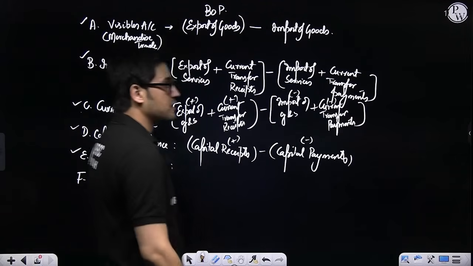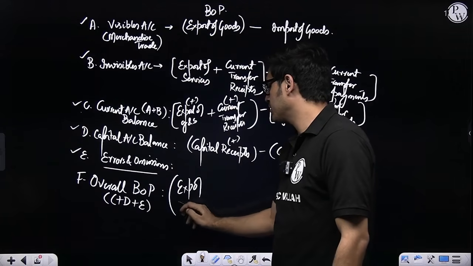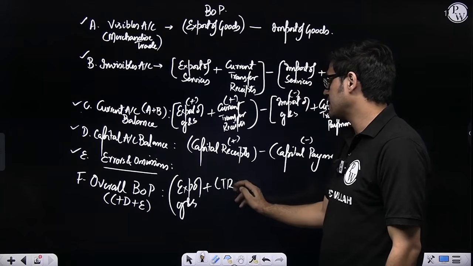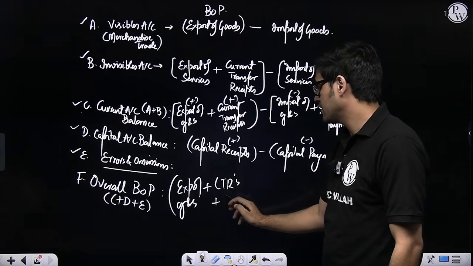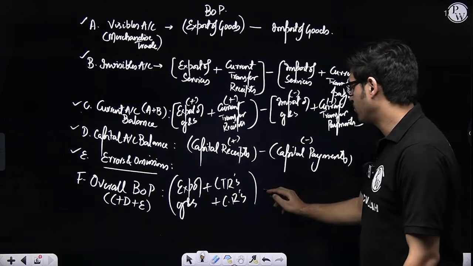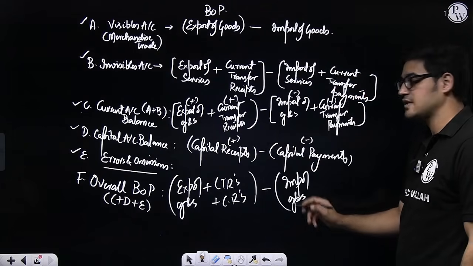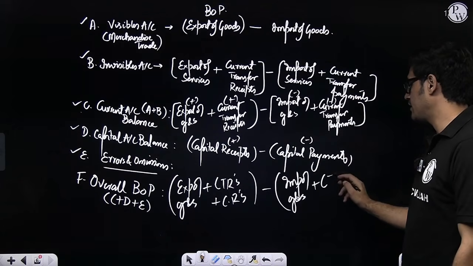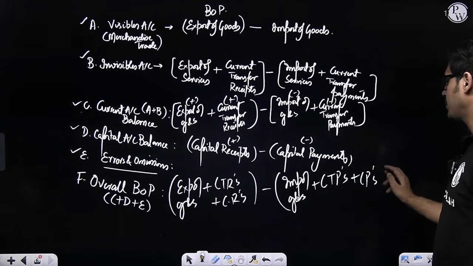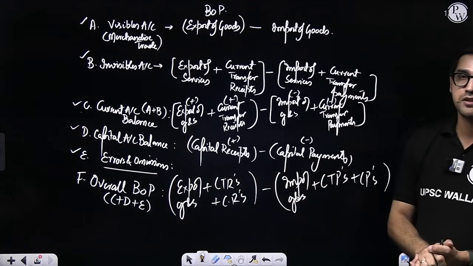Or we can say it is going to include exports of goods and services plus current transfer receipts plus capital receipts, minus imports of goods and services plus current transfer payments plus capital payments. This is what is going to be called the overall balance of payments.